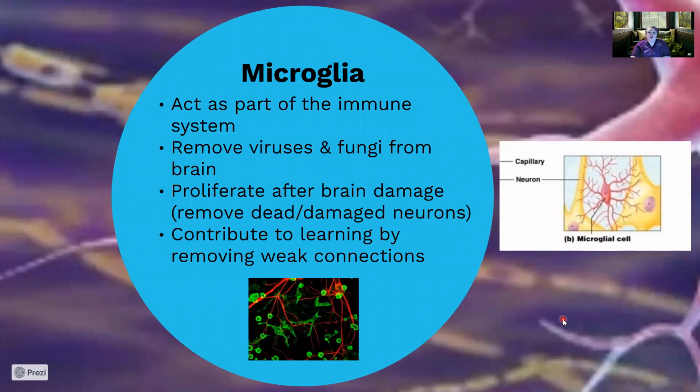So now let's move on to microglia, another type of glial cell. Microglia act as part of the immune system. So their function is to help remove viruses and fungi from the brain. And they do proliferate after brain damage, meaning that they remove dead or damaged neurons. And they contribute to learning by also removing weak connections. What I think of here is kind of use it or lose it. So if it's a connection we're not using, the microglia are going to help get rid of that connection.